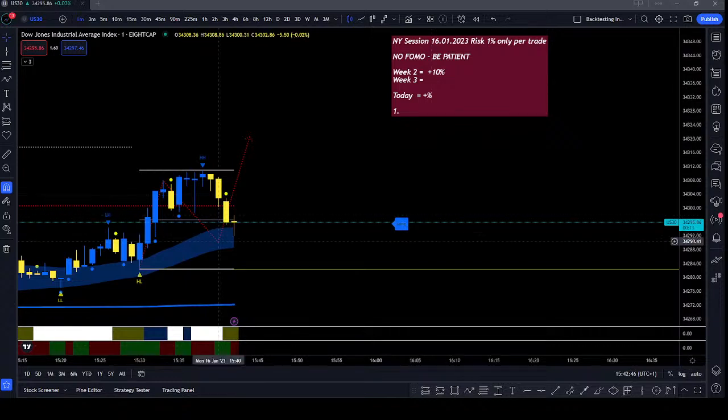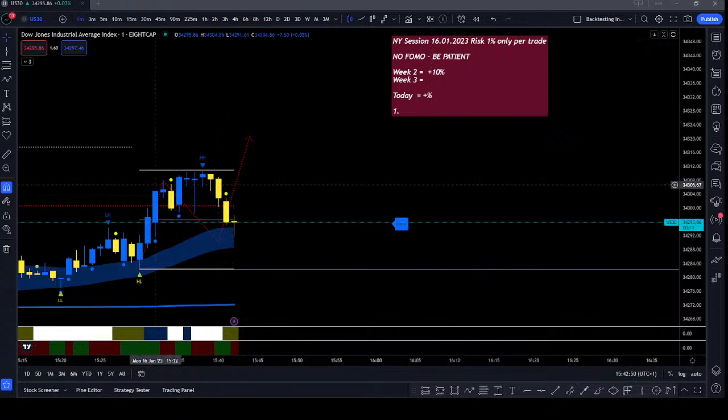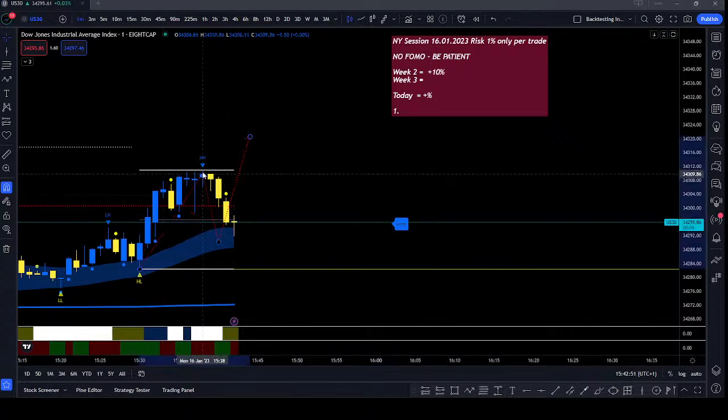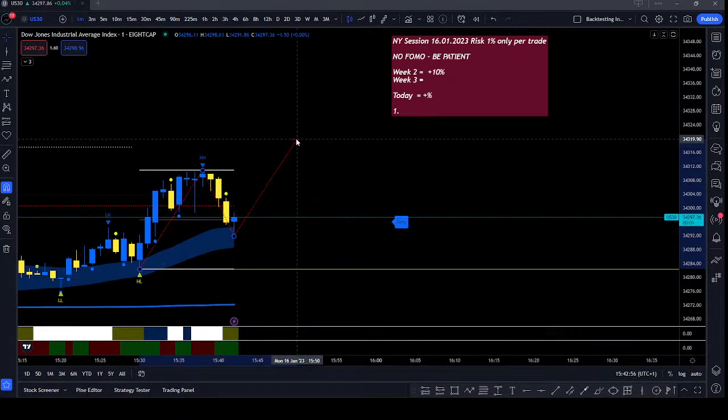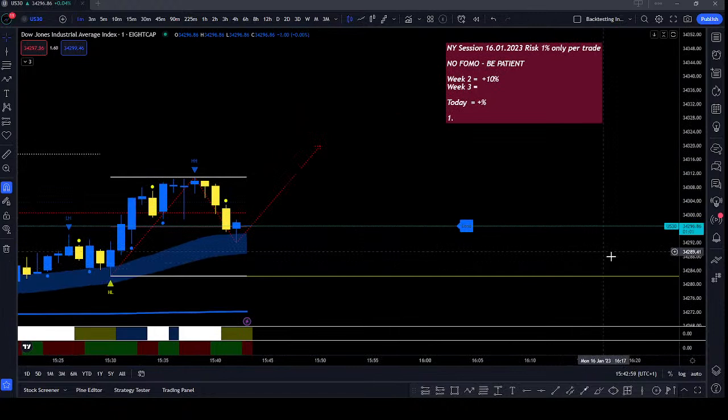So we are looking at a rejection from the azure trend pivots, and from now onwards we will be looking for the entries.